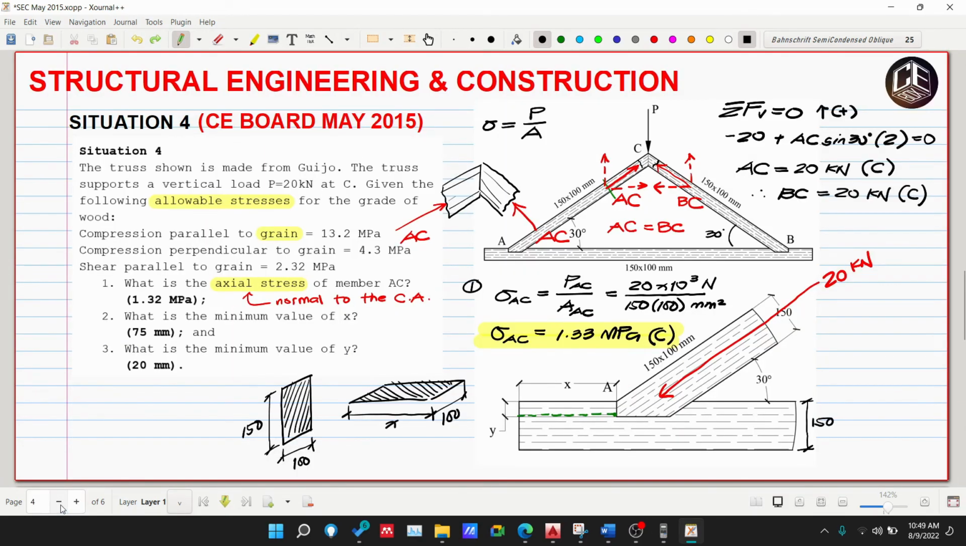Ayan. So ito yung ating situation number 4 na kinuha natin sa CE Board exam noong May 2015 for the structural engineering and construction.